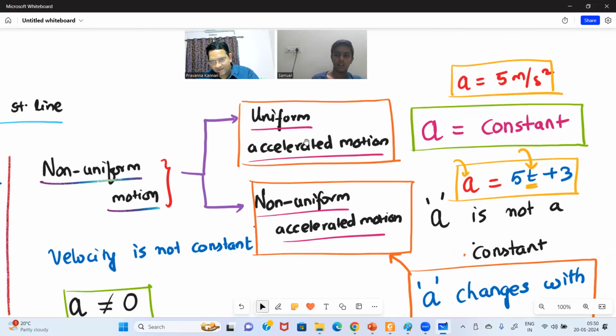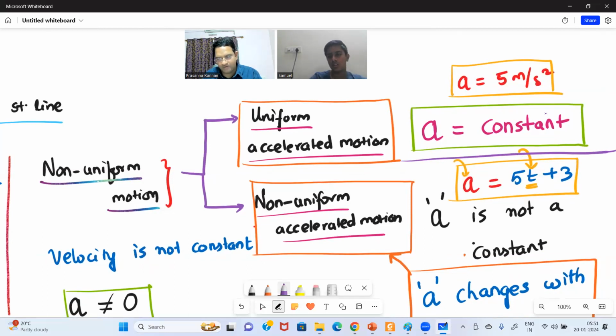So there are two types of accelerated motion. One is uniform accelerated motion, another is non-uniform accelerated motion. Why do I call it uniform accelerated motion? Because acceleration is constant. For example, if I give a is equal to 5 meter per second square, 5 is a constant. 10 meter per second square, 2 meter per second square, 0.1 meter per second square. All those are constant values. So the body is going to have acceleration, but a constant acceleration.